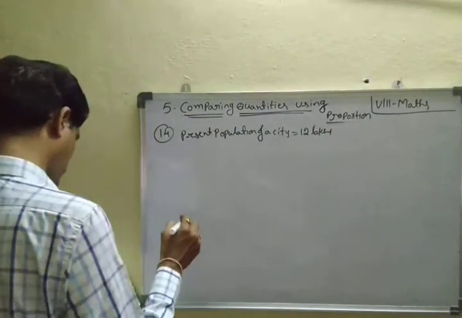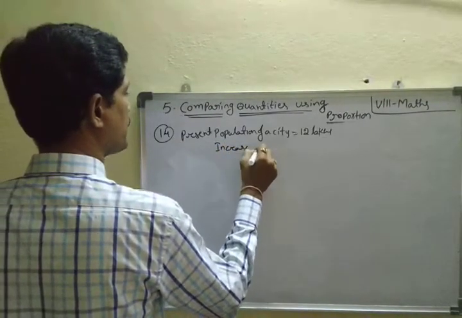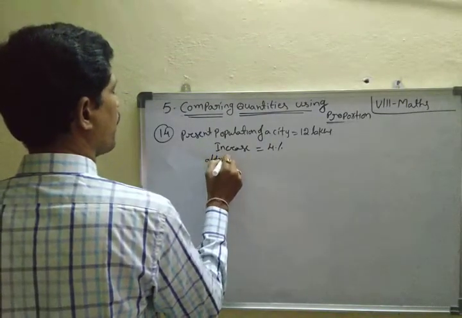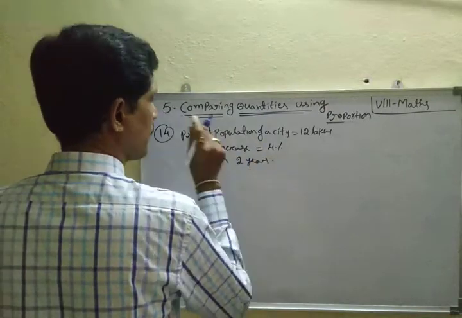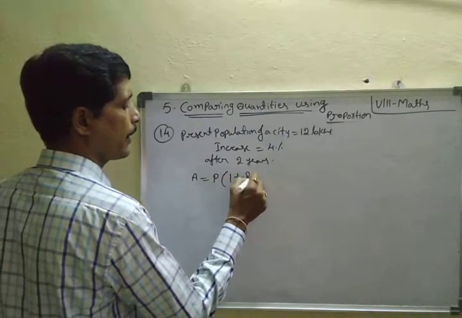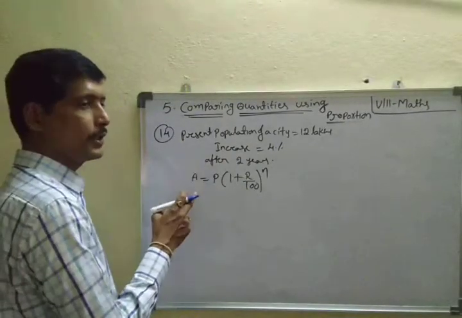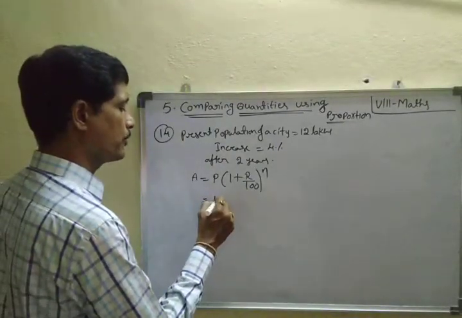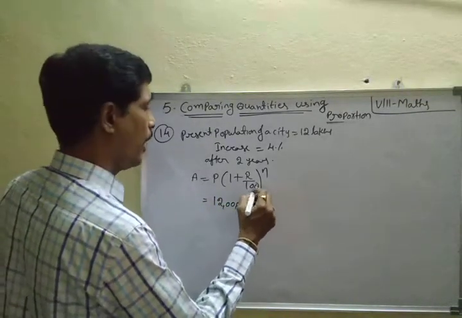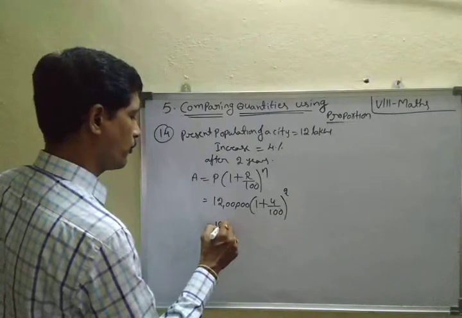Here the rate of interest equals the increase percentage, that is 4%, and after 2 years. Therefore here, direct formula: amount equals P into 1 plus R by 100 whole power n. Here A means the population after 2 years, and P is 12 lakhs. Here 1 plus R value, that is 4 by 100, whole power 2, times 12 lakhs.